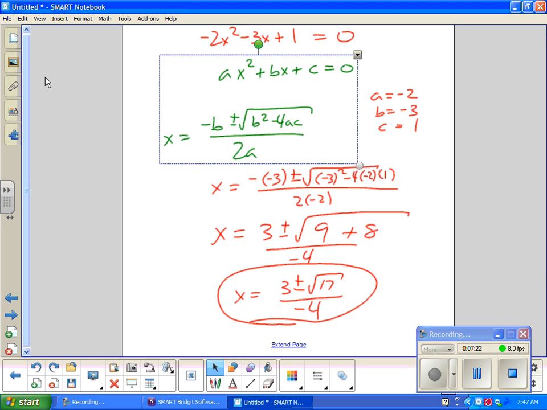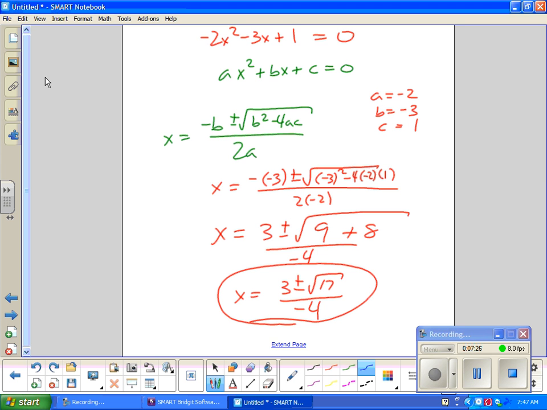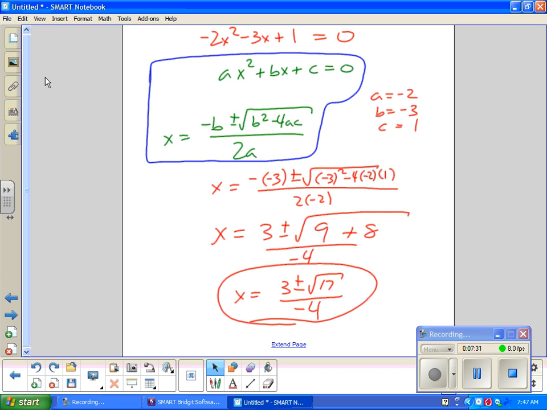Again, this is the quadratic formula. You have to set it up to match. You probably have to memorize it most often in your class. That's something to ask your teacher about.